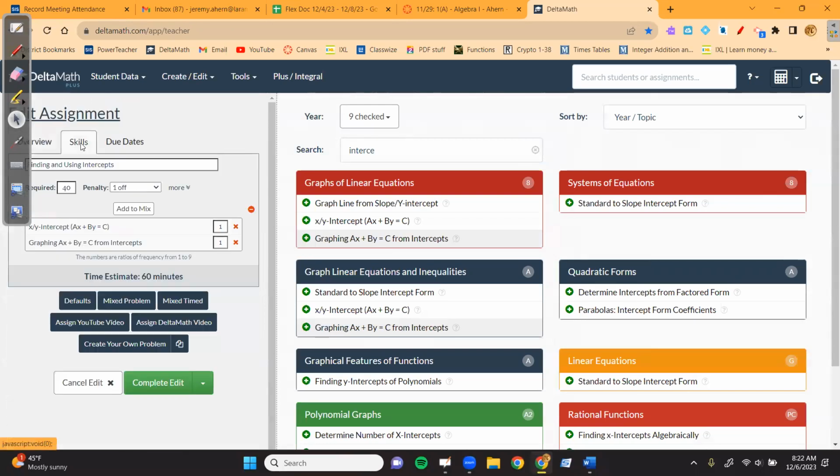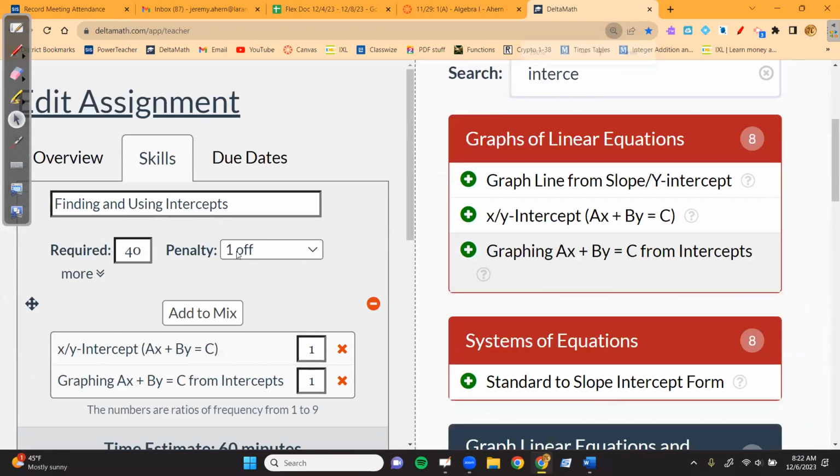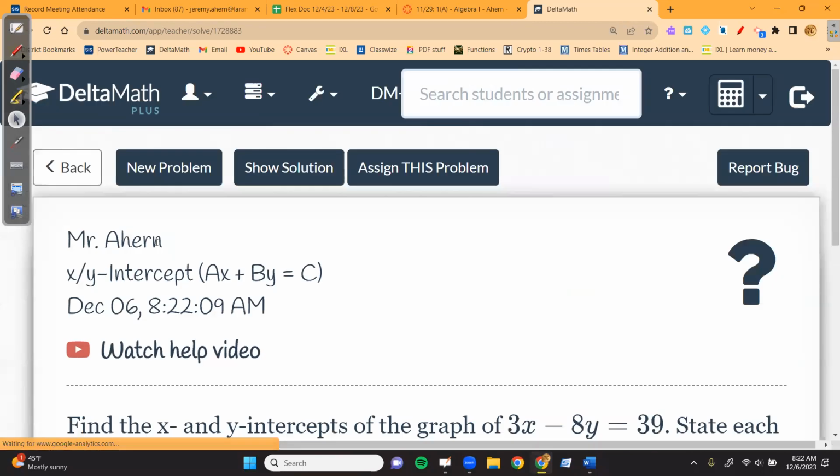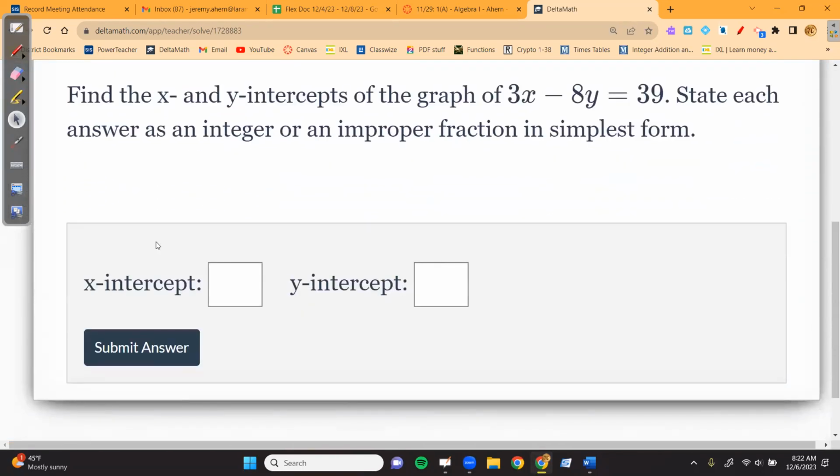Today's assignment is going to be a mixture of 2 skills, and both, I imagine, are going to be pretty straightforward. One of them has nothing to do with actually graphing. Here's an example of a problem. All it's going to ask us to do is find the intercepts, not use them for any purpose, just practice finding them.